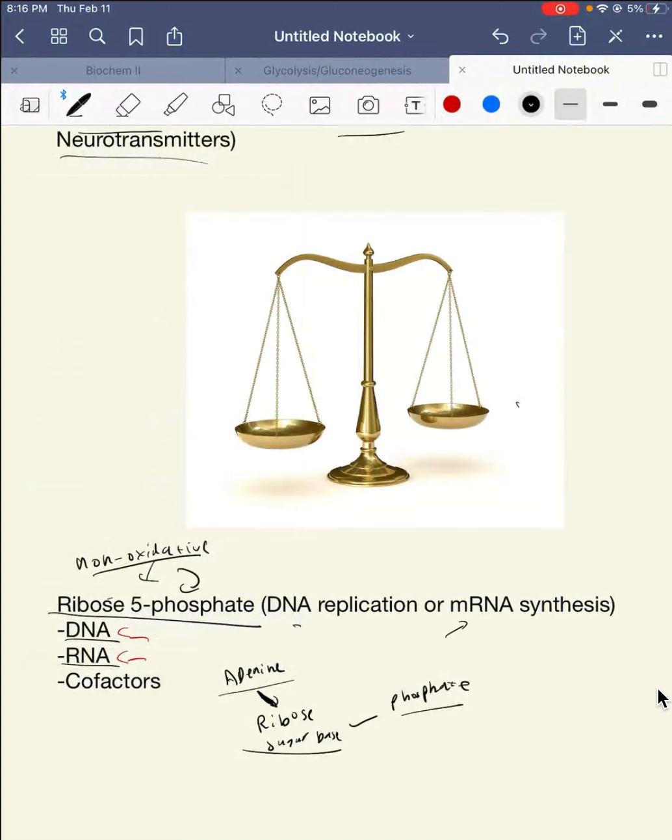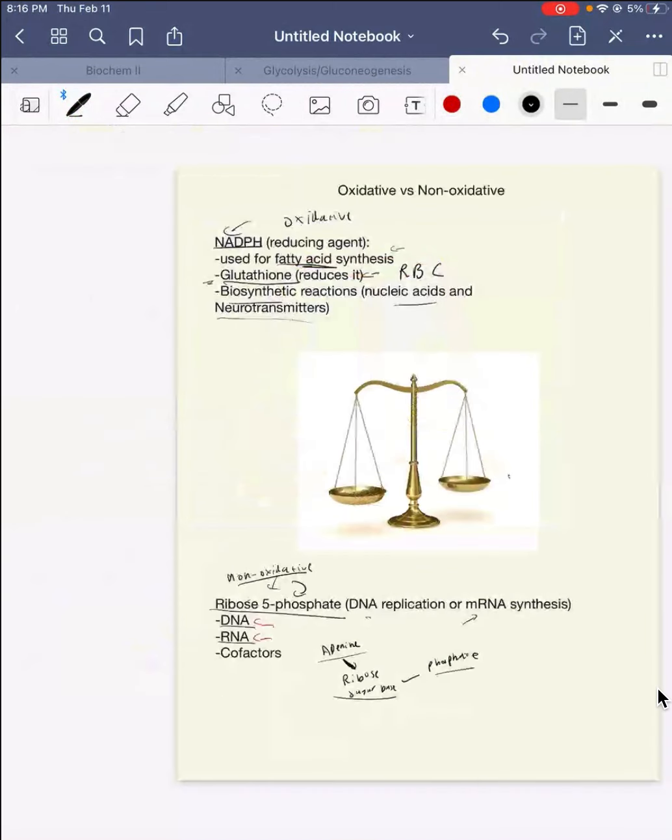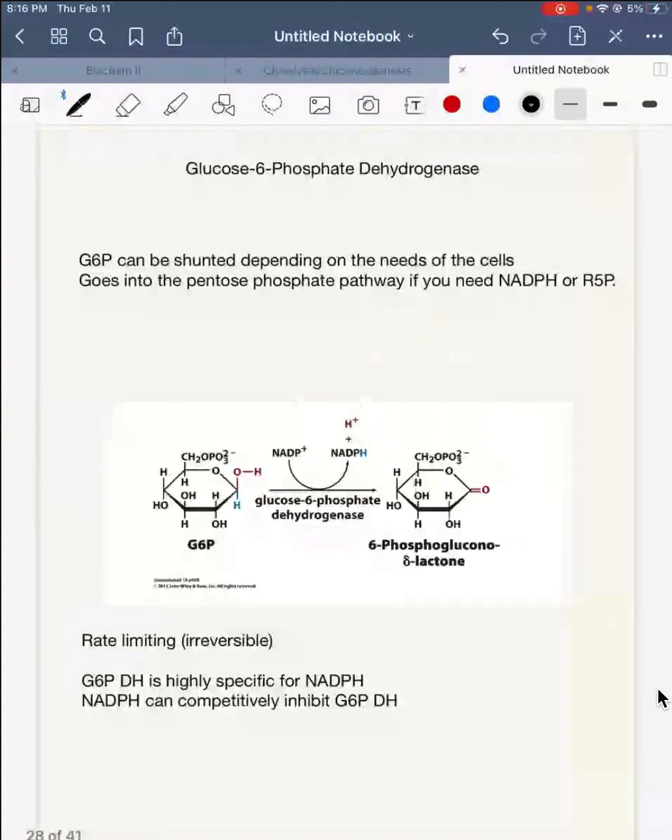Okay, so now let's look at the first reaction. As far as I know, you should know the oxidative phase enzymes and substrates. I think you have to know some of the structures as well. But for the non-oxidative phase, I don't think you have to know the structures in detail, like you do for the oxidative phase. I think you just need to know the general overview of the non-oxidative phase.